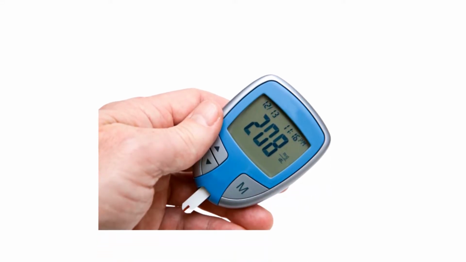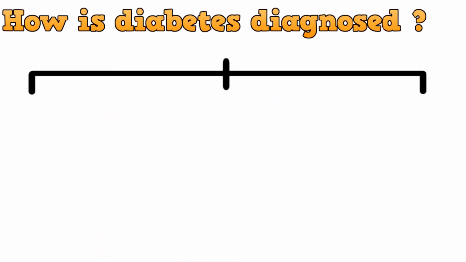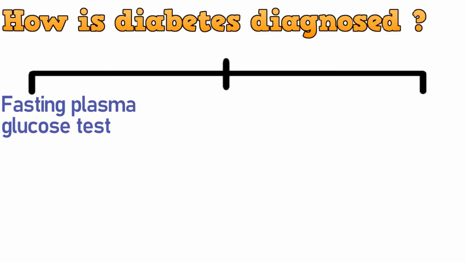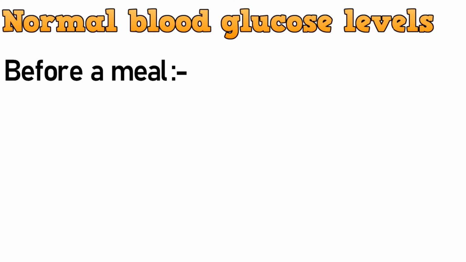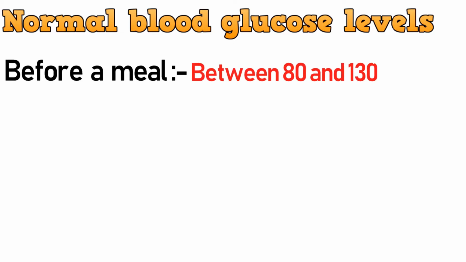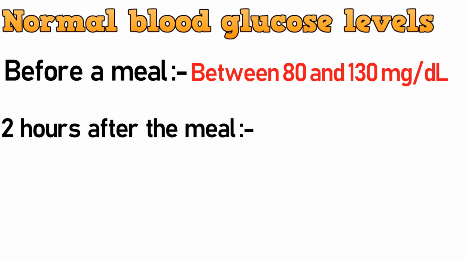So how is diabetes diagnosed? Diabetes is diagnosed and managed by checking your glucose level in a blood test. There are 3 tests that can measure your blood glucose level: fasting glucose test, A1C test, and the oral glucose tolerance test. Before discussing how these tests are performed, let's talk about the normal blood glucose levels. The normal blood glucose level before a meal should be between 80 and 130 mg per deciliter, and 2 hours after the meal should be less than 180 mg per deciliter.